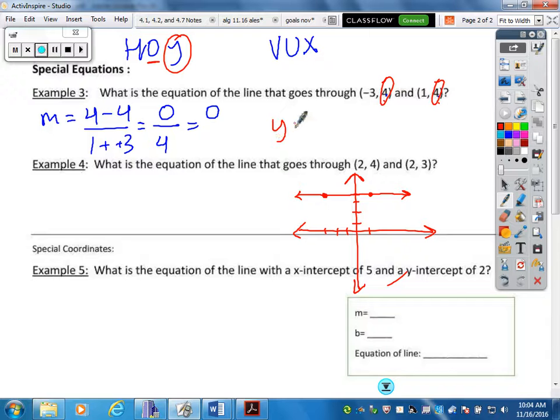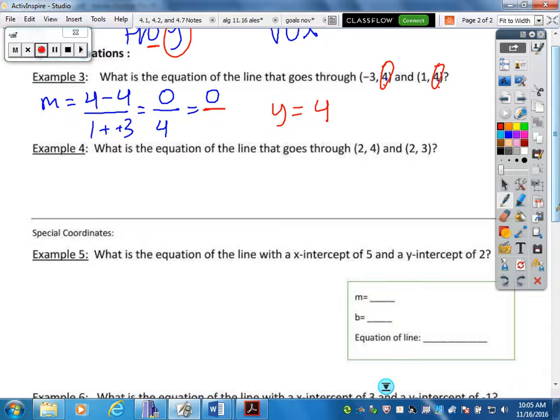But that means the equation of this line is y equals 4, because it's a horizontal line with 0 slope going through 4 on the y-axis. Okay. Similarly, in the next example, we'll be looking for a special case.